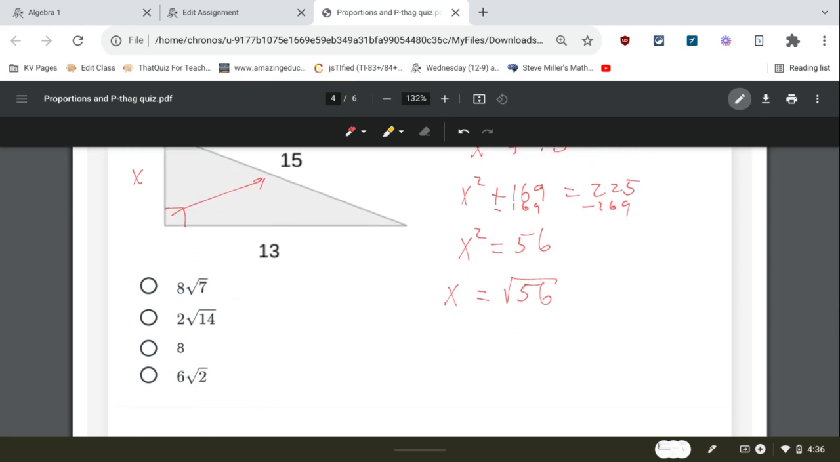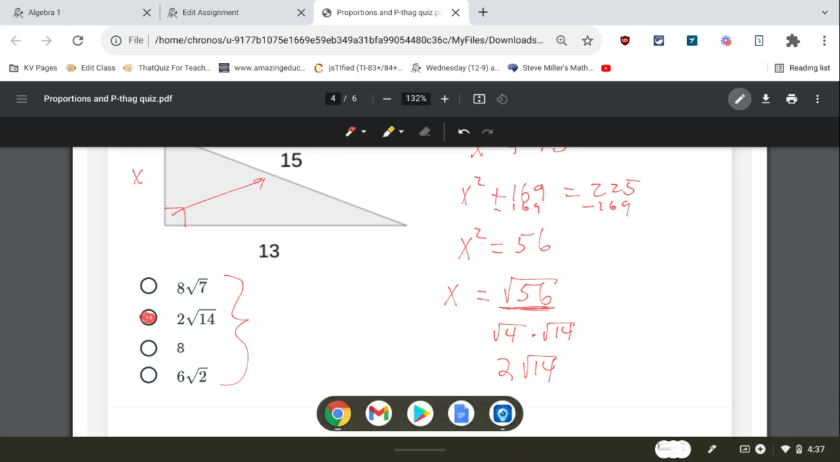If you look down here, none of those match exactly. There are two ways to do it. You could either make this into a decimal and then compare that to the decimal versions over here. The other way is to simplify this radical. You could rewrite that 56 as a 4 and a 14. That's the biggest perfect square that goes into 56. And then the square root of 4 turns into a 2. So your answer is going to be 2 root 14.